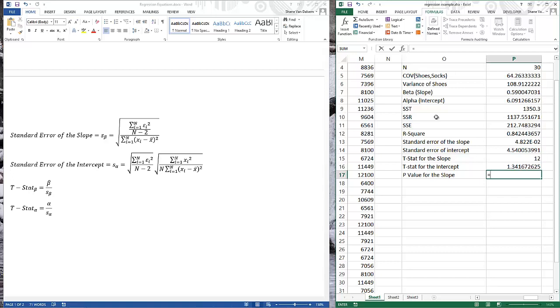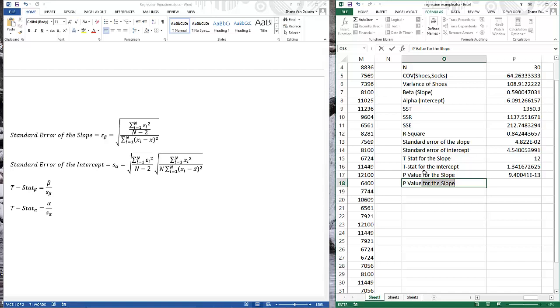So our p-value here is equal to t-dist. Our x is actually equal to our t-stat. So our t-stat is 12. Our degrees of freedom are the number of observations minus 2. And our tails, we're looking at a two-tailed distribution. And so we get a very, very tiny number. Our p-value for the slope is 0.00000, very small.